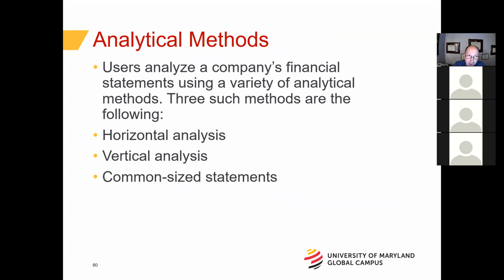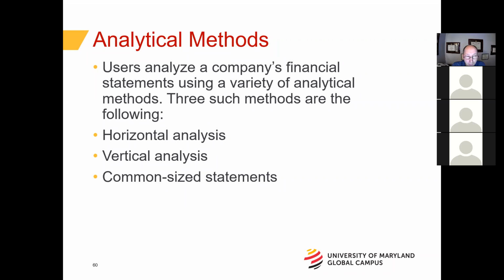Performance. We're looking at performance measures when we talk about analysis. Through analytical methods that we examine for the performance of companies, there are three primary methods that companies utilize to better understand their overall performance. One is the horizontal analysis. Second one is the vertical analysis. And the third is common-sized financial statements.